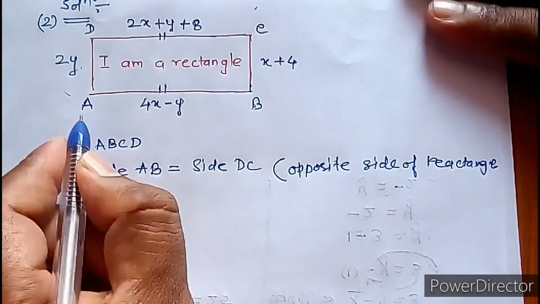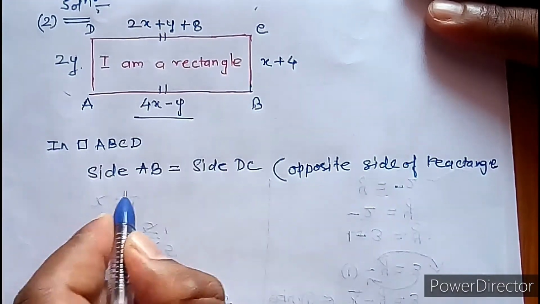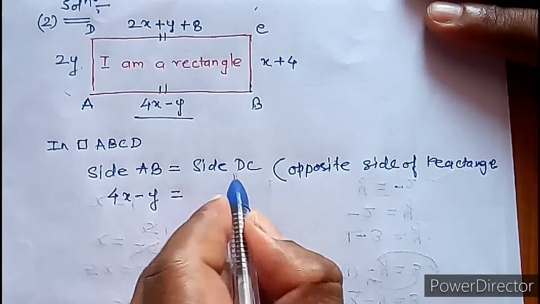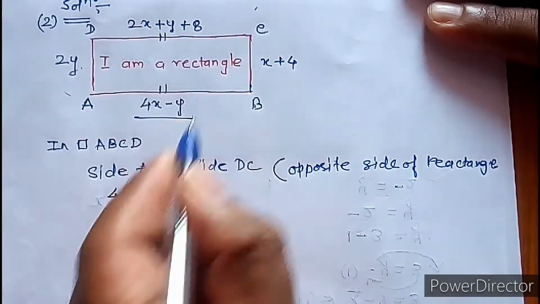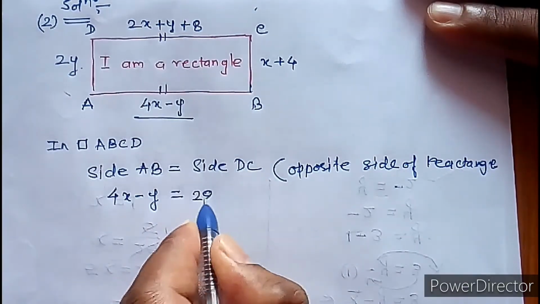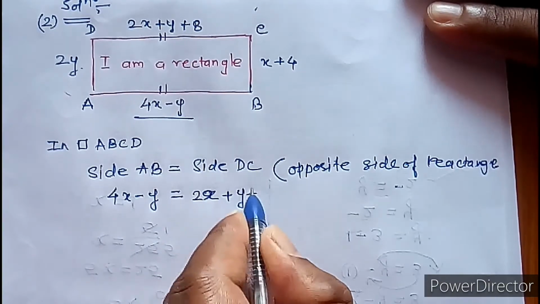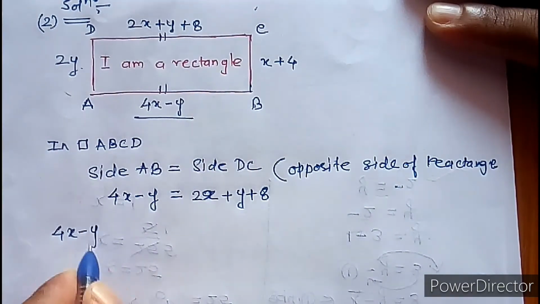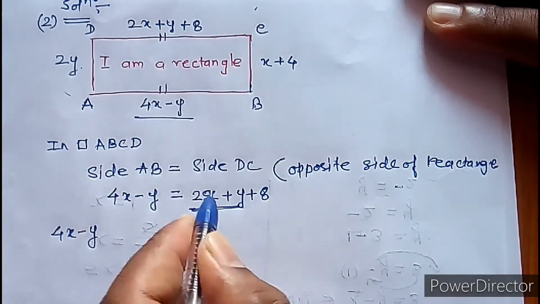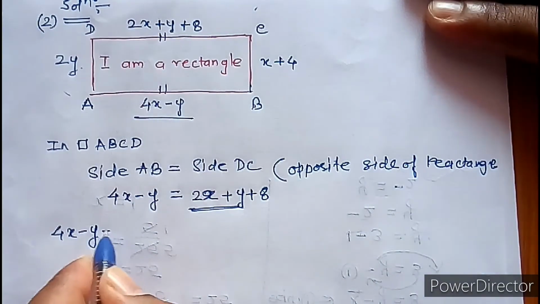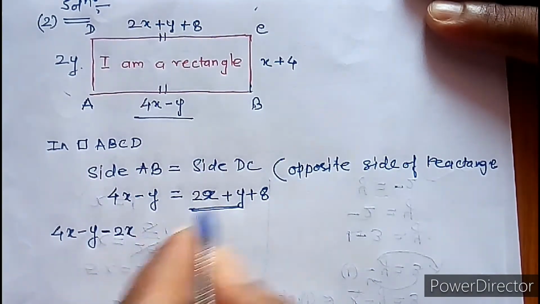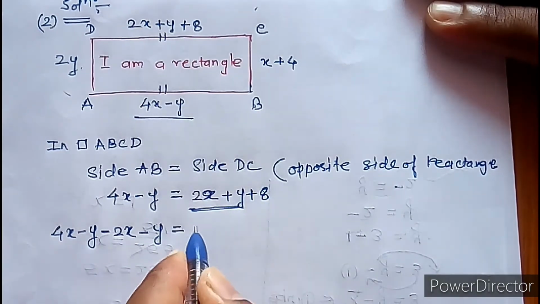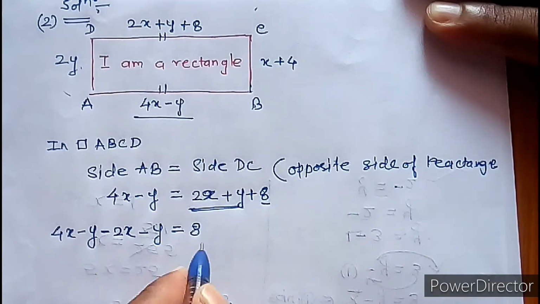Now the length of side AB is 4x minus y. Write down here 4x minus y equals to side DC, that is 2x plus y plus 8. Now on solving this, we shift 2x plus y to the left hand side, so 2x becomes minus 2x and plus y becomes minus y, equals to 8, which remains as it is.